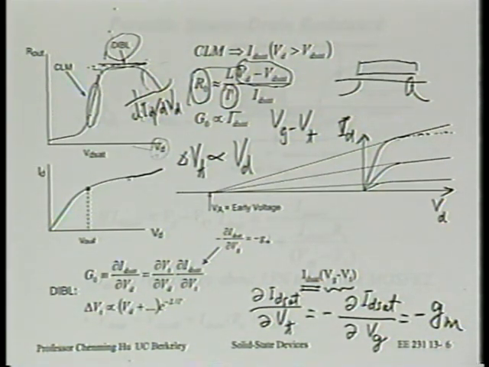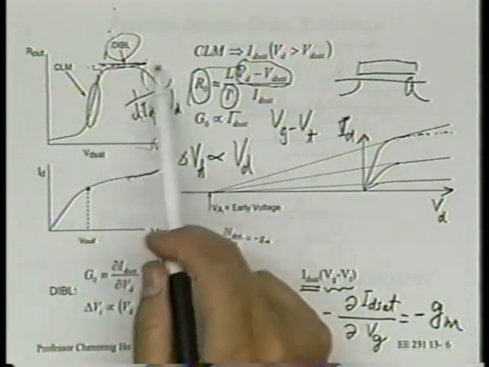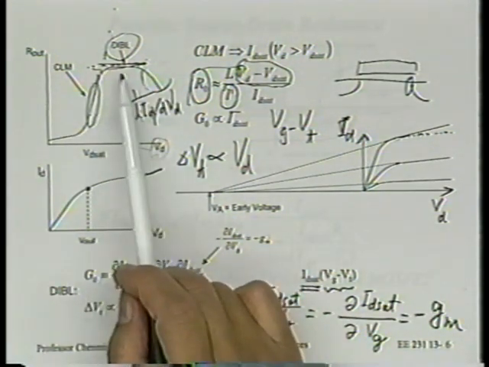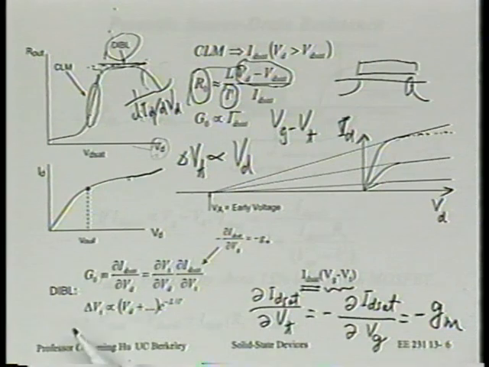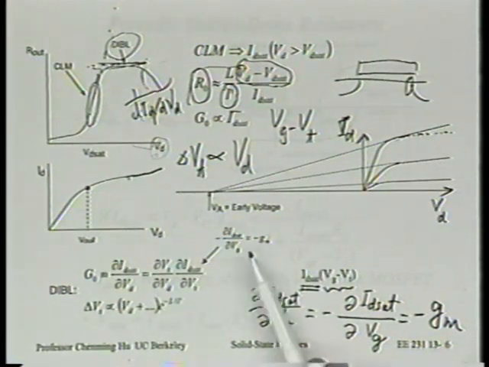So very simple. Now you've got a model for this branch, for the saturation branch. R out is simply equal to the inverse of G out. Any questions?